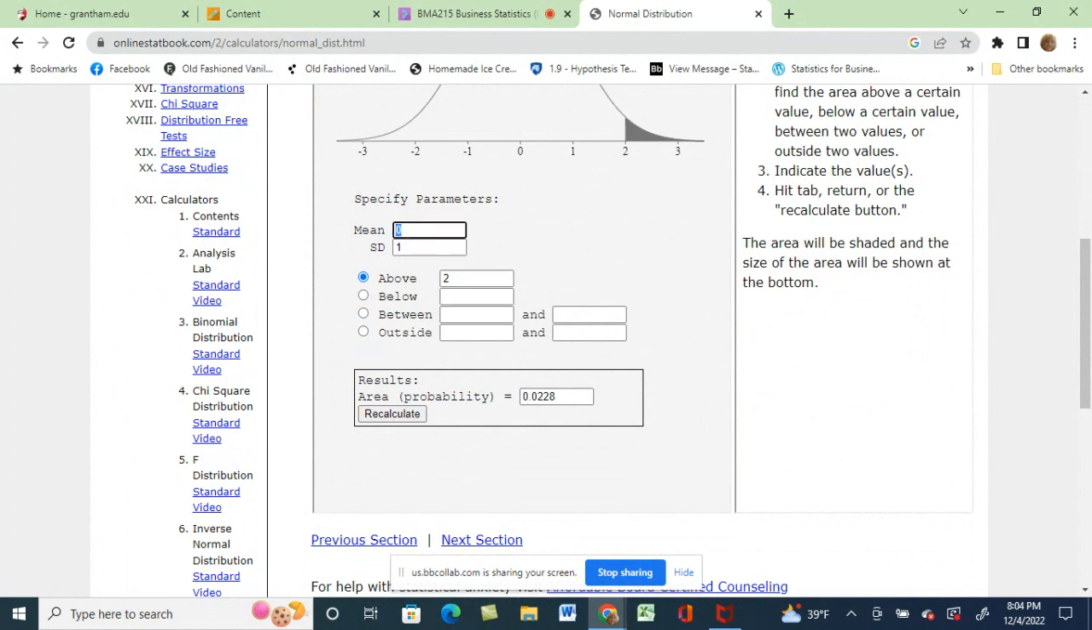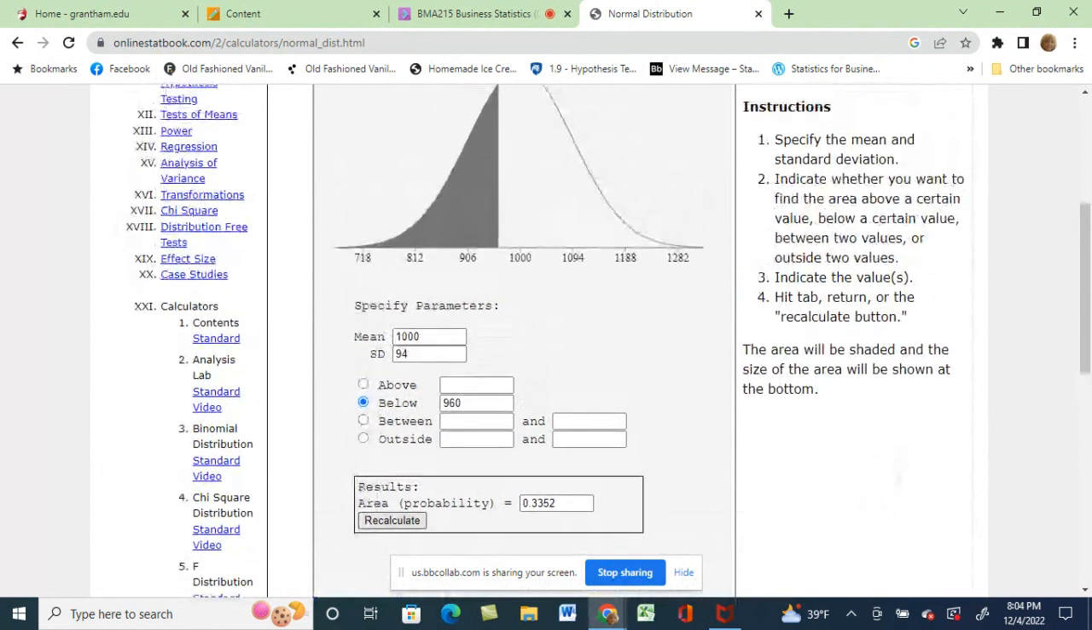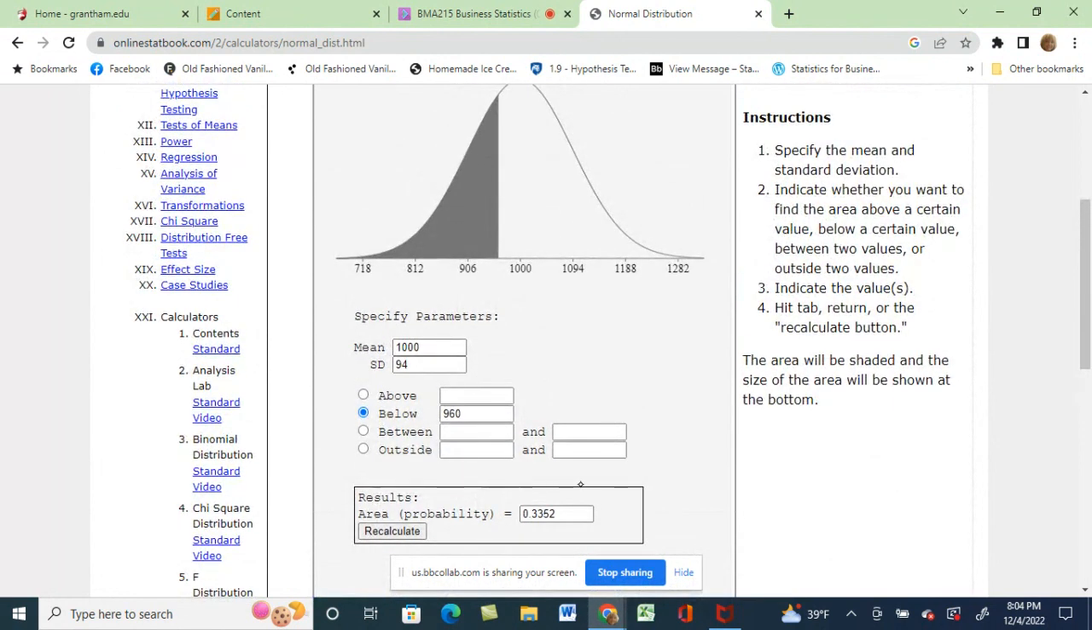I just like to type in the mean. The mean's 1,000. The standard deviation's 94. And it says, what's the probability the weekly demand is 960 boxes or less? So if it's 960 or less, you would want it below 960. Press calculate or just press enter. And notice 960 on your graph. 960 is right here. It's less than 1,000, so that makes sense.